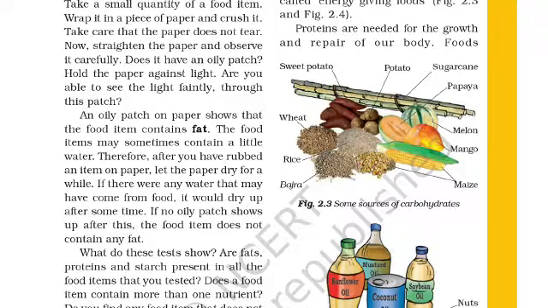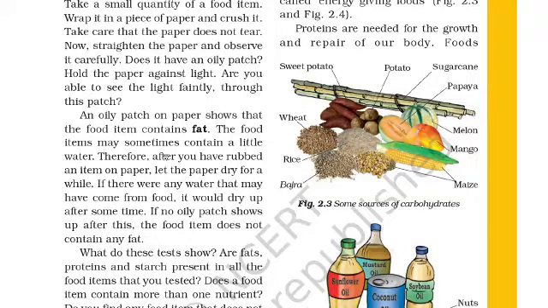They are asking if you can see light coming from that patch. An oily patch on paper shows that the food item contains fat. These were all the tests for carbohydrate, protein and fat.